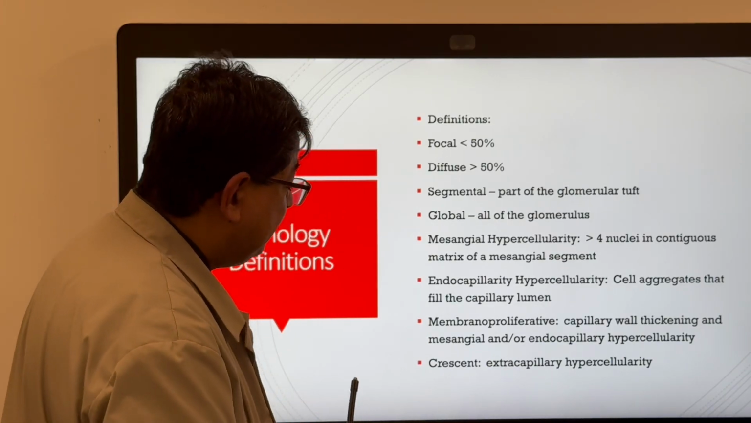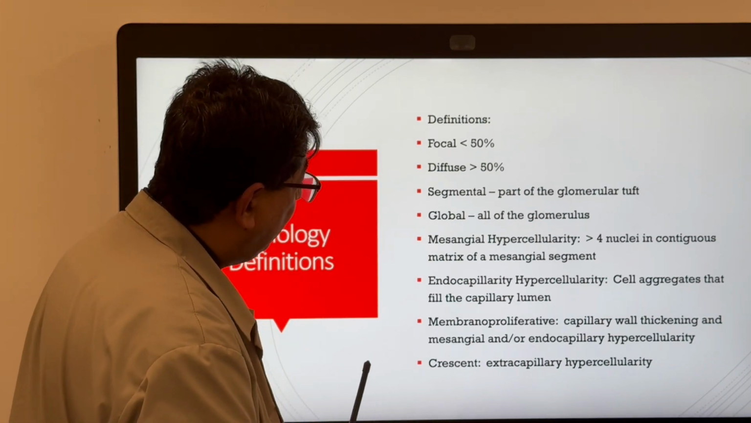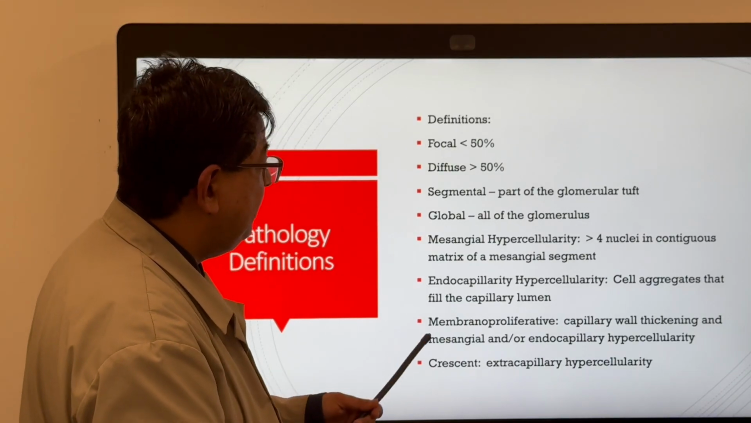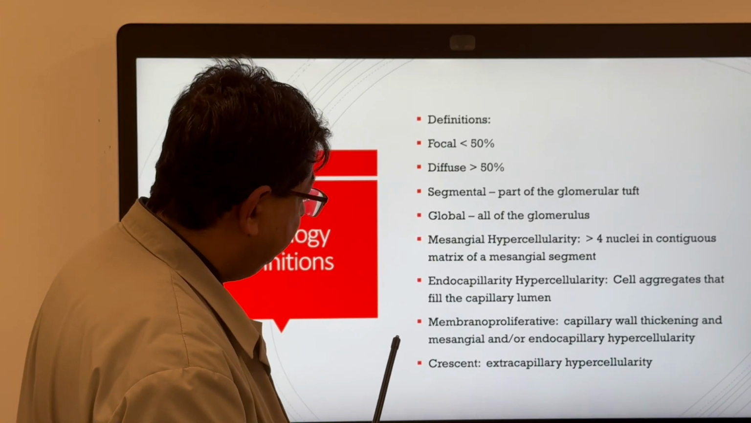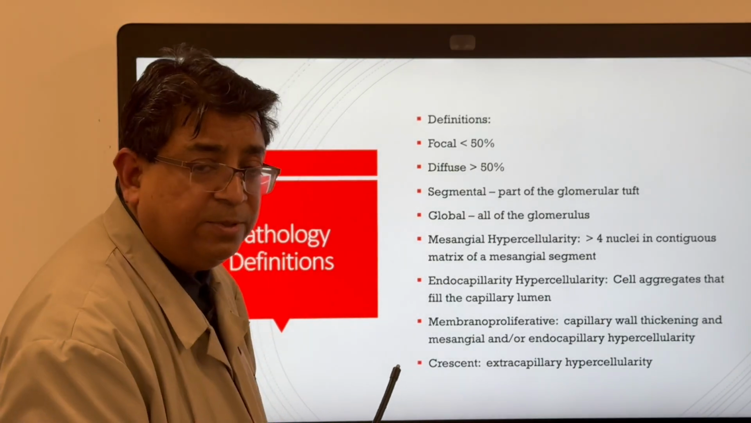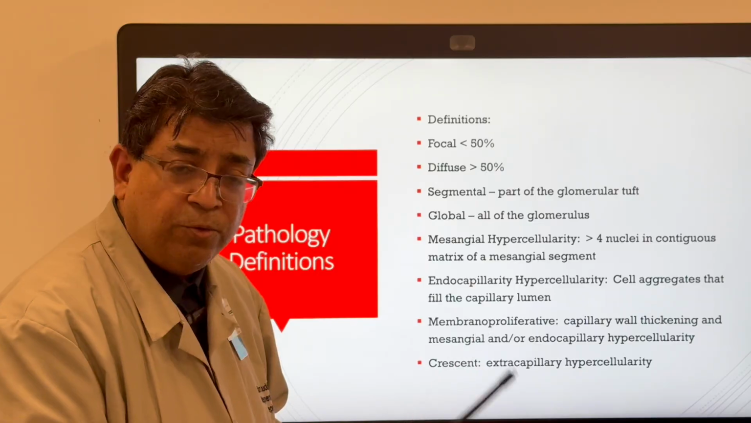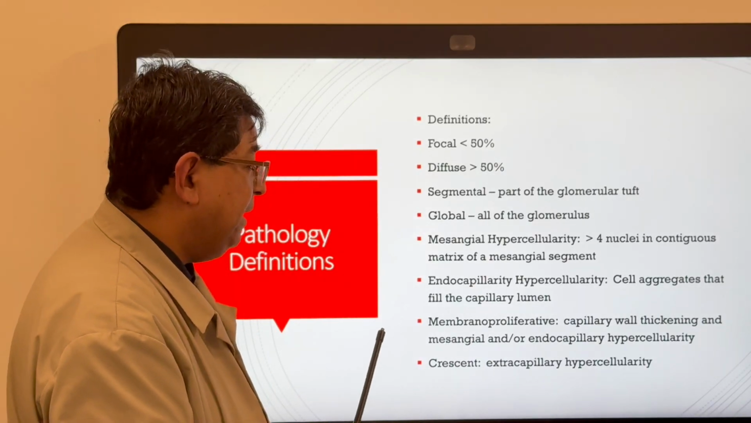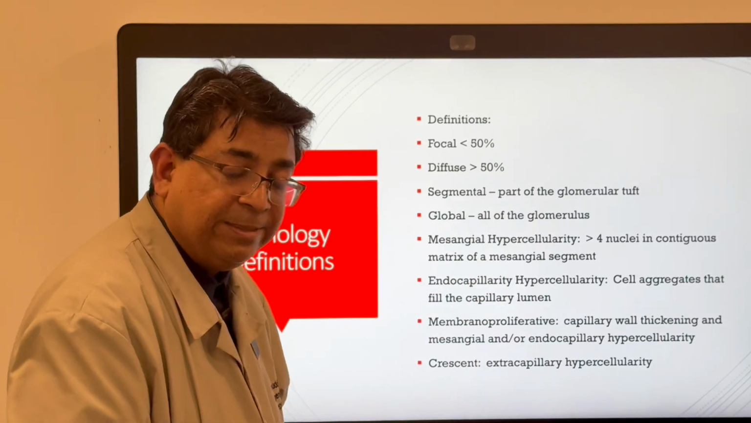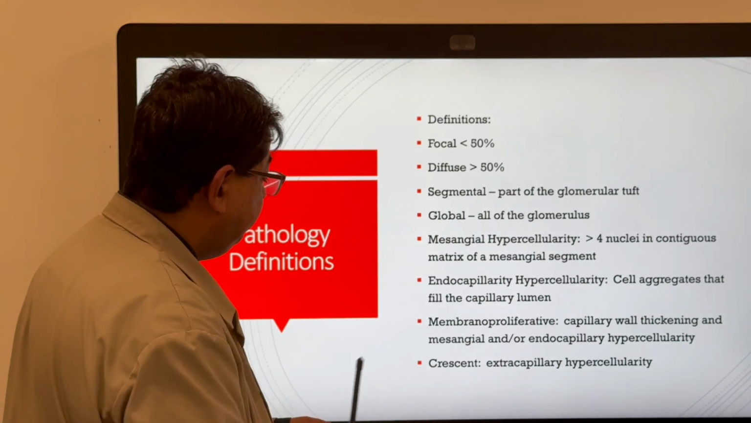Membranoproliferative, as the word implies, you have the glomerular basement membrane involved, and there's proliferation, whether it's mesangial hypercellularity or endocapillary hypercellularity. And typically, the glomerular basement membrane is damaged so that the cell starts to make a new glomerular basement membrane. And so you're going to see a tram track, because you're going to see the old glomerular basement membrane and the new glomerular basement membrane, almost like a tram track. And that's very typical of MPGN.